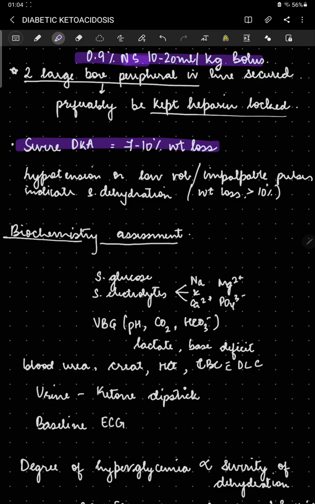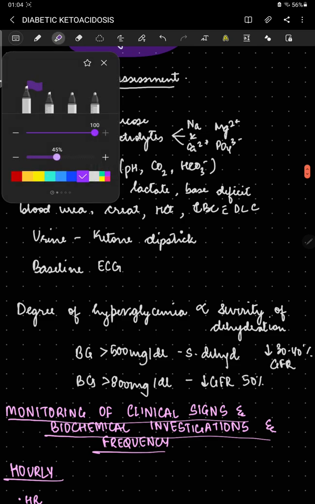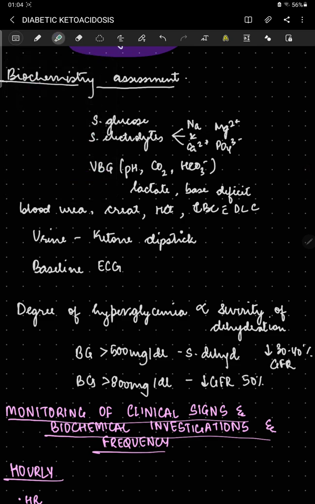Okay, so if there is hypotension or low volume or impalpable pulses, these all indicate severe dehydration. In case of severe dehydration, the weight loss will be more than 10%. Now, as soon as the child presents to us, we send certain investigations that are very critical to further management. Okay, so first of all, you look at the serum glucose, either by your lab values or by the prick method, capillary glucose. Then you have to look at the serum electrolytes.